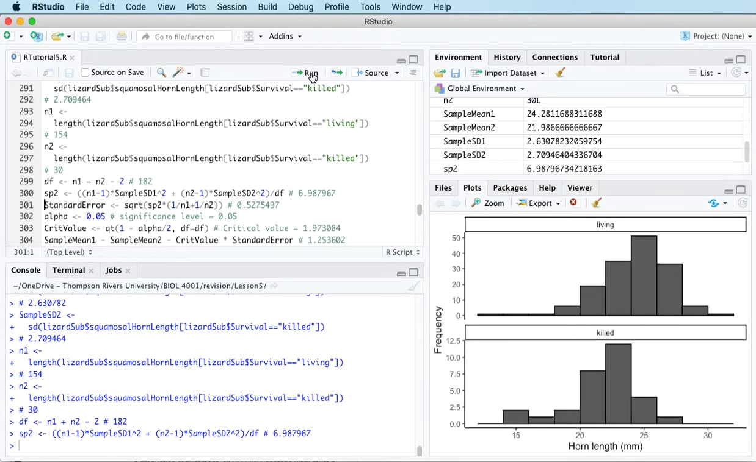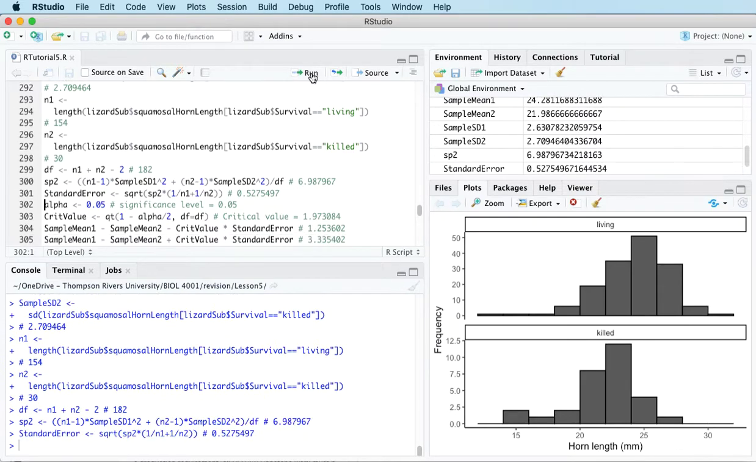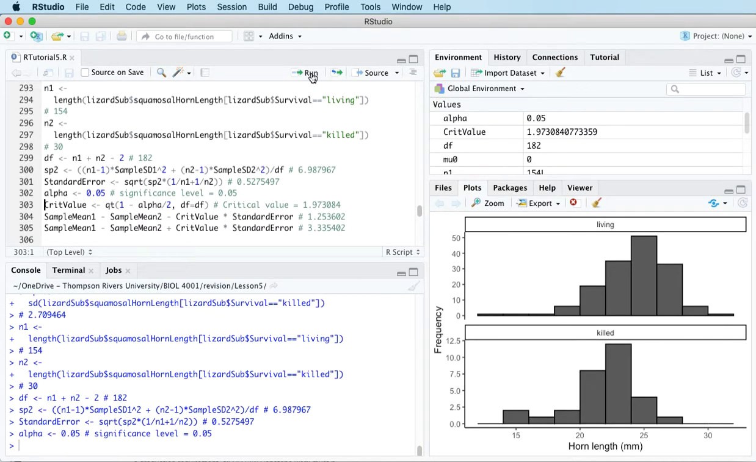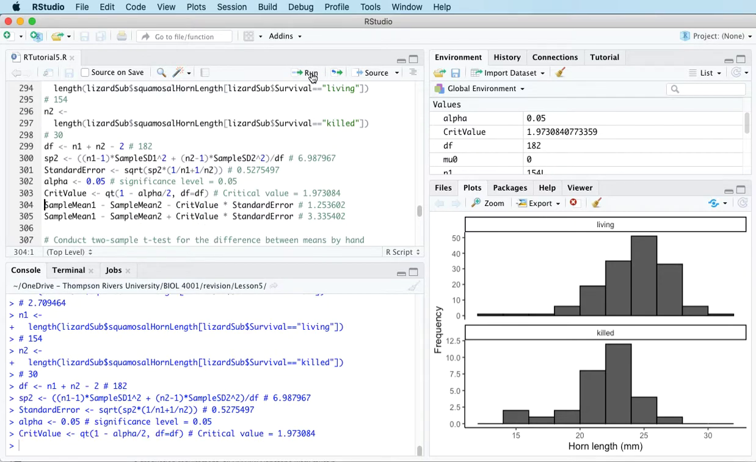And then I can use that pooled variance to calculate the standard error. And then if I want to calculate a 95% confidence interval, that's equivalent to a 5% significance level. So I'll set alpha as the significance level, and then I'll use that information to calculate the critical value.